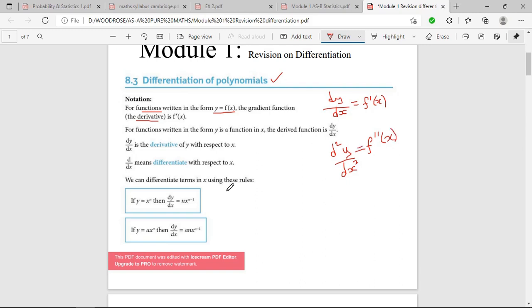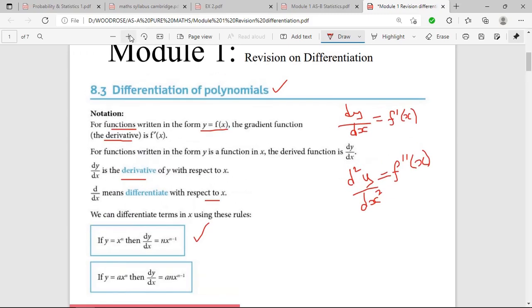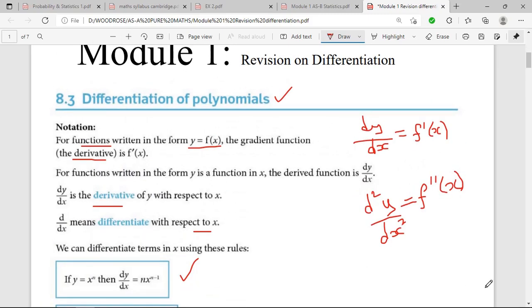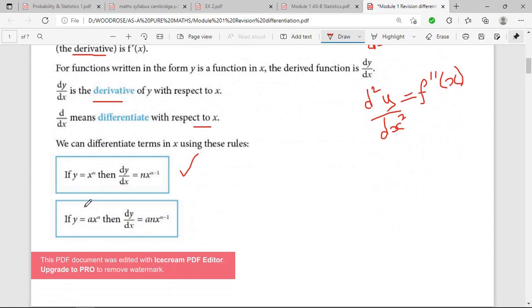Right, so I've highlighted earlier that dy dx is the derivative of y with respect to x, or is the same as d dx, which means we are differentiating a function with respect to x. So we are going to apply these symbol rules, which state that if y is equal to x to the power of n, then dy dx is equal to n x to the power of n minus 1.